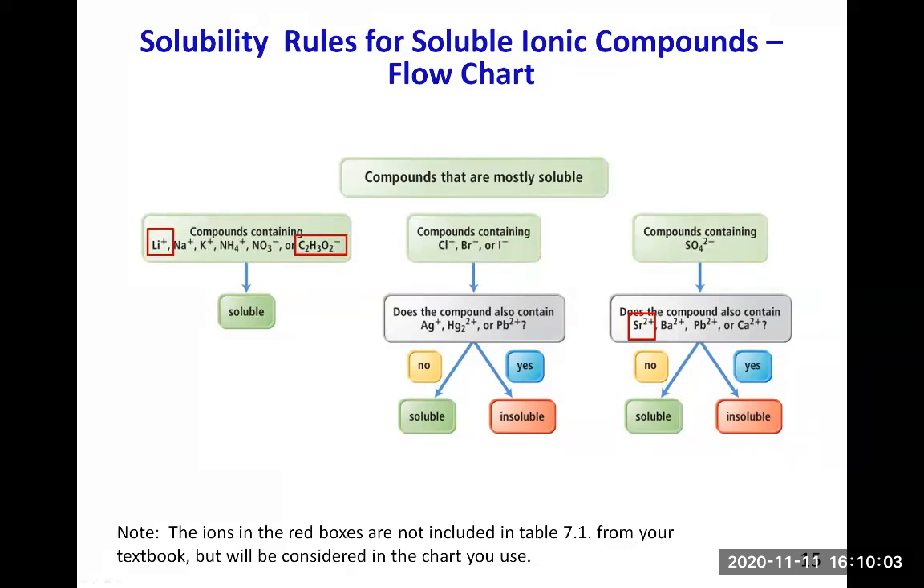Other mostly soluble compounds are those containing the sulfate, SO4 negative 2. Again, there are some exceptions. If the sulfate contains strontium, barium, lead, or calcium, then it's going to be an insoluble combination with the sulfate. Otherwise, it's soluble.